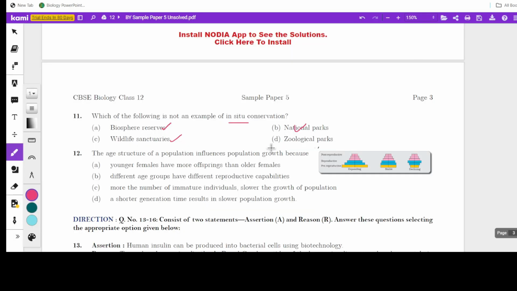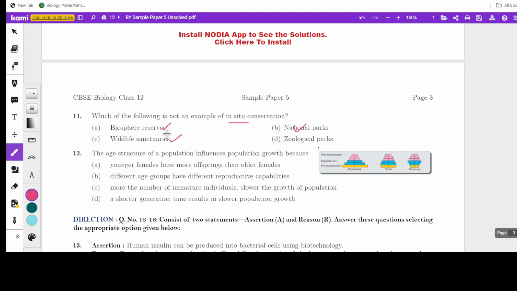Children mostly, I have found that children get confused with this. They never read the question properly. They go for whether it is an example or it is not an example, or it's a correct statement or incorrect statement. First you peacefully, patiently read the question.